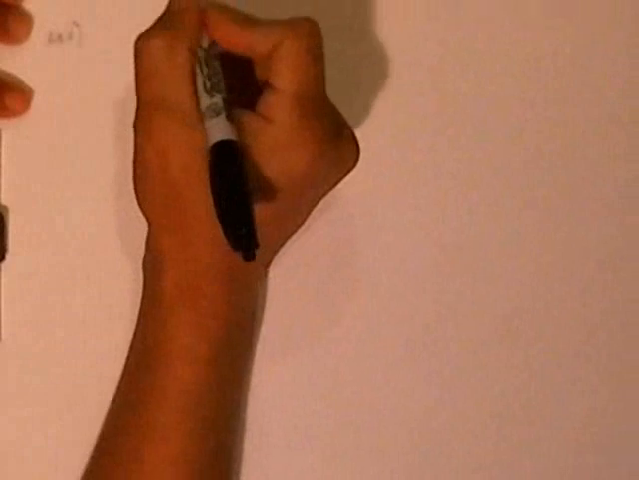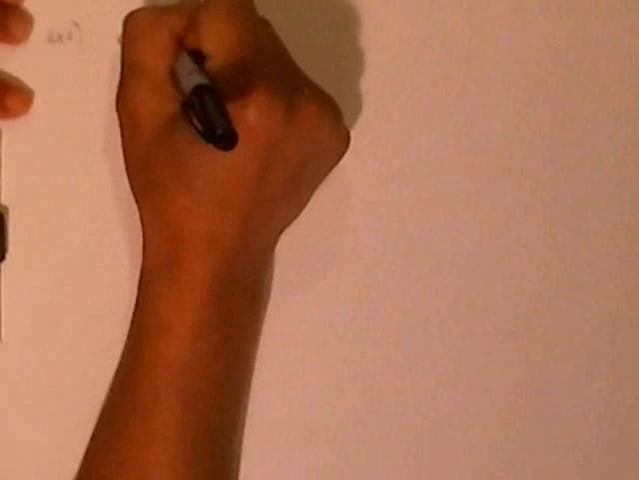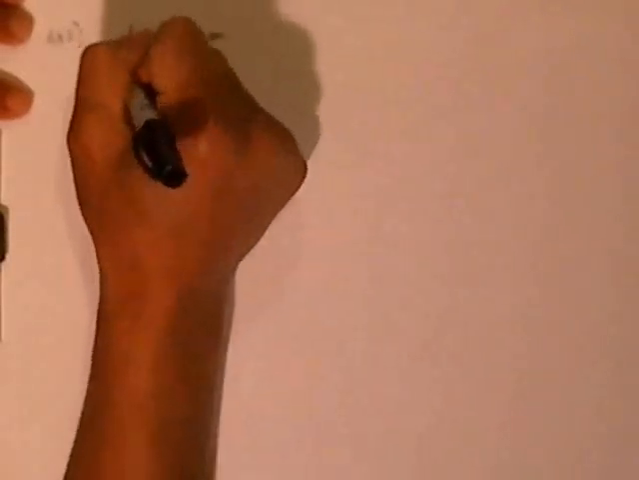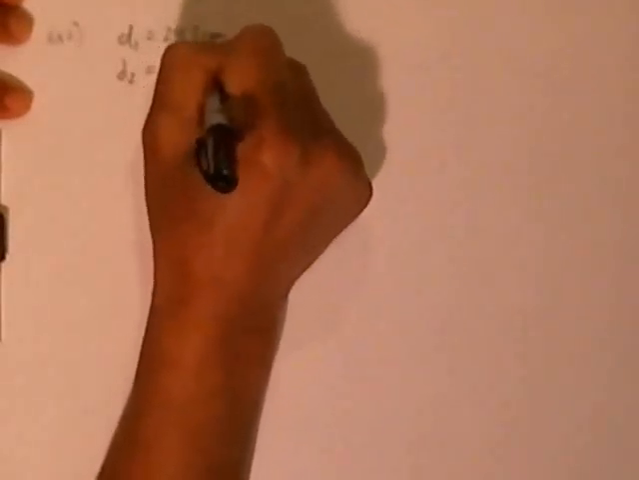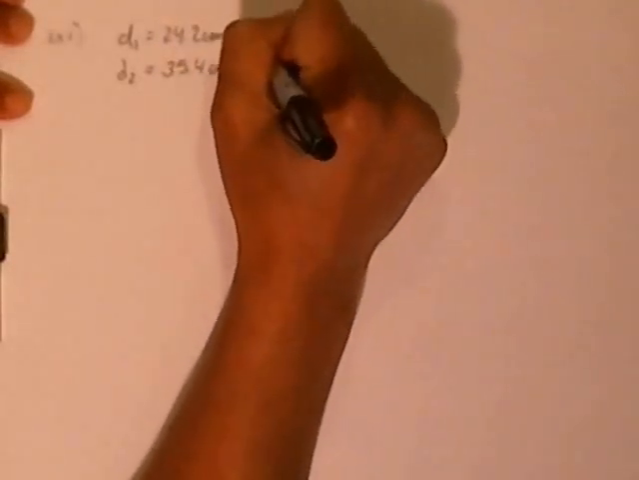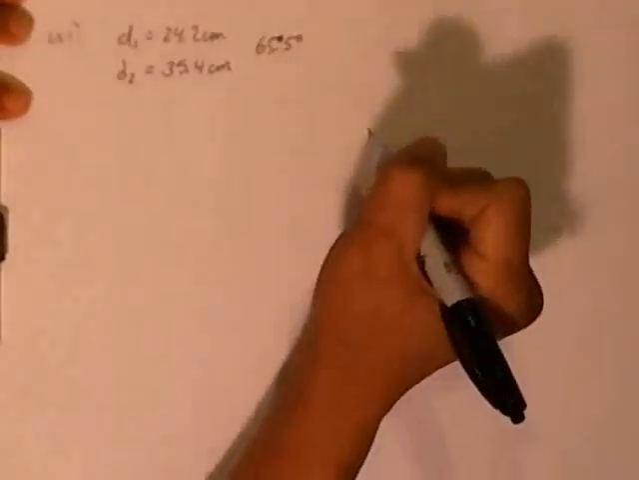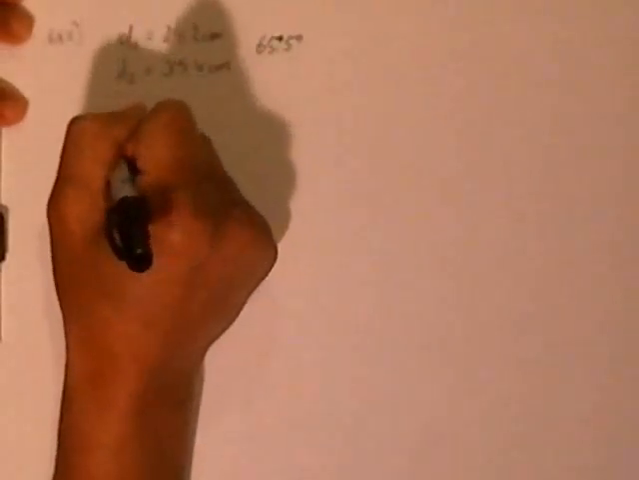The next part we're going to do is example 2. Example 2 says this: the diagonals of a parallelogram are 24.2 and 35.4 centimeters. So diagonal 1 is 24.2 centimeters, and the second diagonal of this parallelogram is 35.4 centimeters. And they intersect at an angle of 65.5 degrees. Find the length of the shorter side of the parallelogram. So the first thing we want to do is draw it out.